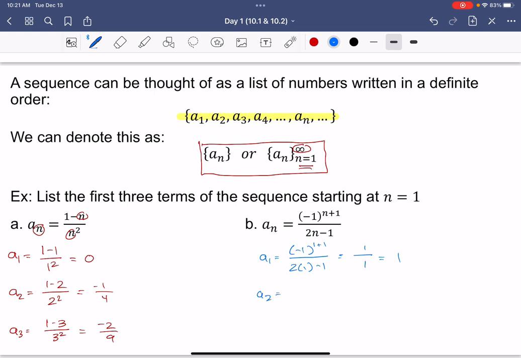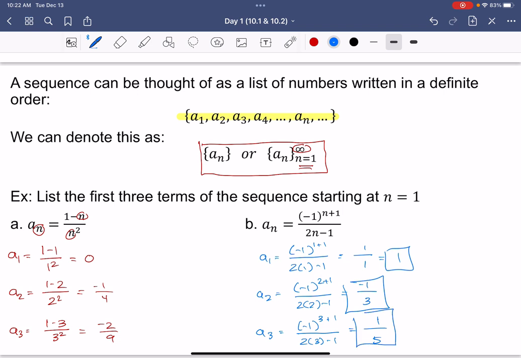A sub 2 would be negative 1 to the 2 plus 1 over 2 times 2 minus 1. So this ends up being negative 1 to the third, which is negative 1, over 4 minus 1, which is 3. And finally, A sub 3 is negative 1 to the 3 plus 1 over 2 times 3 minus 1. That would be negative 1 to the fourth, which is positive 1, and then 6 minus 1 is 5. So what you're probably noticing is those numbers weren't hard to find.